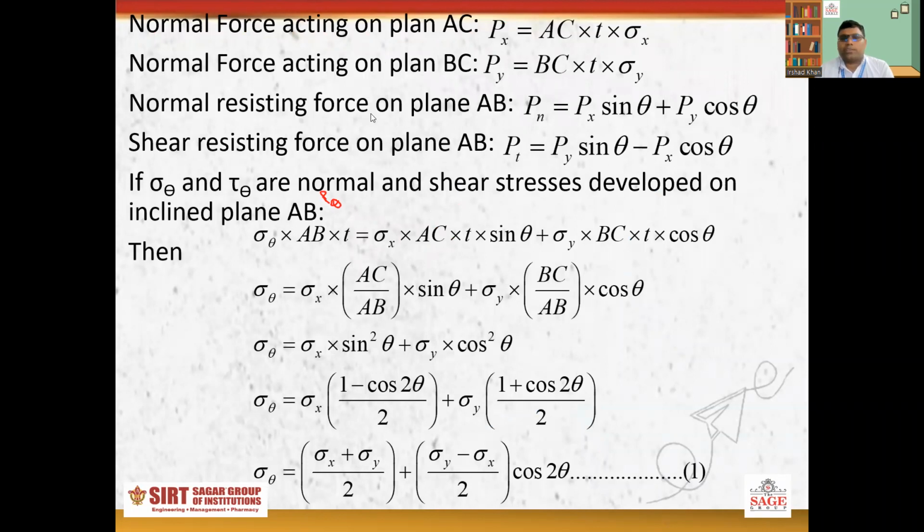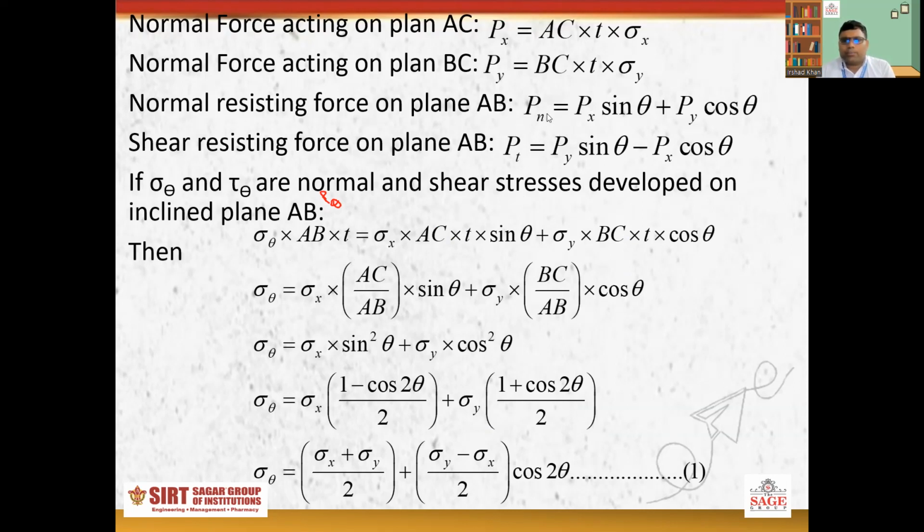Let's see. The normal resisting force acting on plane AB is Px sin theta plus Py cos theta. Similarly, the shear resisting force acting on the plane AB, the tangential component of the force, you can write as PT, that is Py sin theta minus Px cos theta. So if sigma theta and tau theta are the normal and shear resistive stresses on the inclined plane AB, now we just need to put the values of Pn, Px and Py in this equation.